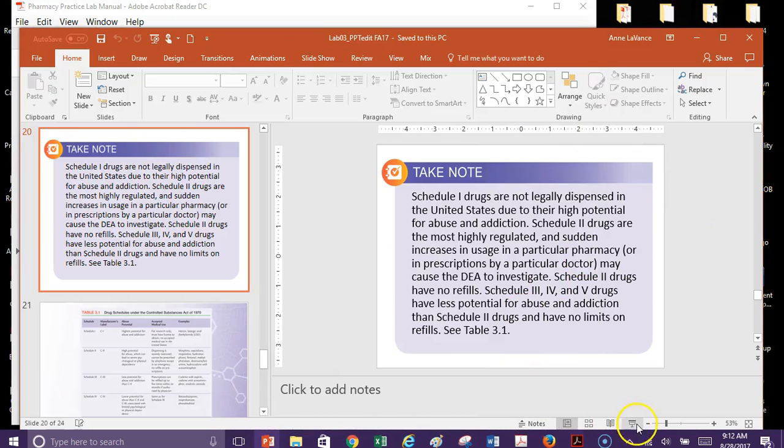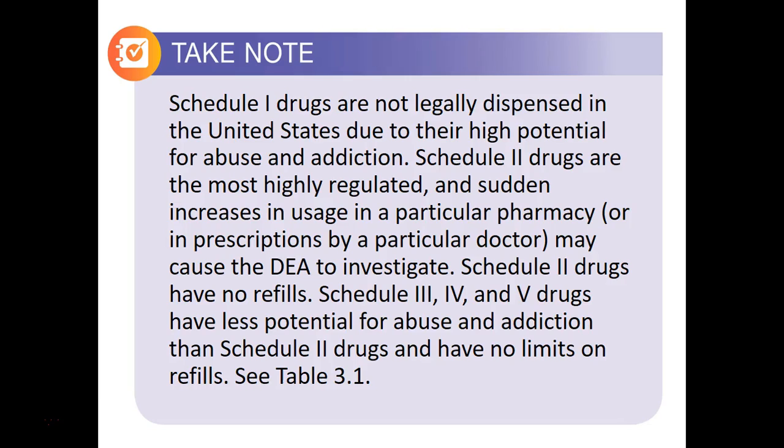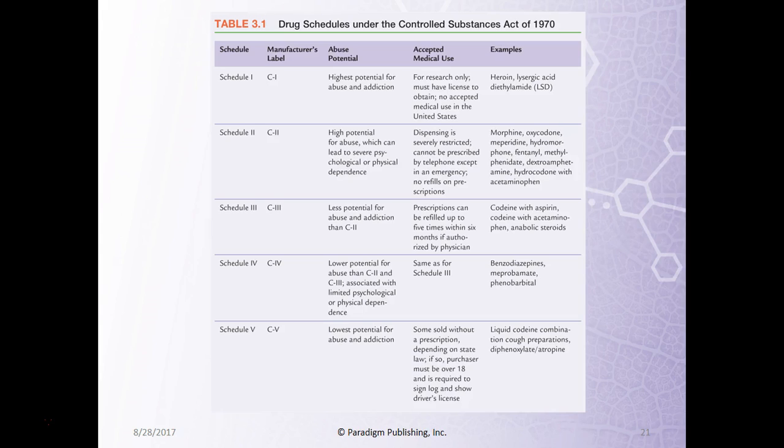Okay, let's continue on. Now, let's talk a little bit more about the scheduling of drugs. So a Schedule 1 drug is not legal in the United States. It cannot be prescribed. So 2s through 5s are the only ones that can be prescribed. Schedule 2 drugs cannot have refills. So that's one of the special things about a Schedule 2. So here are some examples: morphine, oxycodone, Demerol, which is meperidine, hydromorphone, fentanyl, methylphenidate, dextroamphetamine, hydrocodone with acetaminophen.